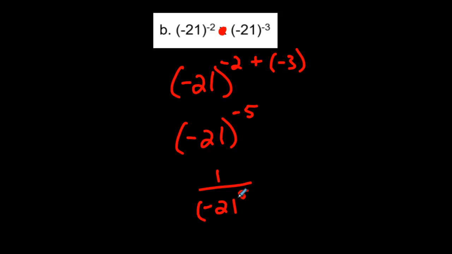Technically, this is now simplified with a positive exponent, but again, some teachers may want you to write out exactly what -21 to the power of 5 is, and here's our lucky number. If you were to multiply this and do this on a calculator, you would get this number, I believe. Alright, so that's that question.